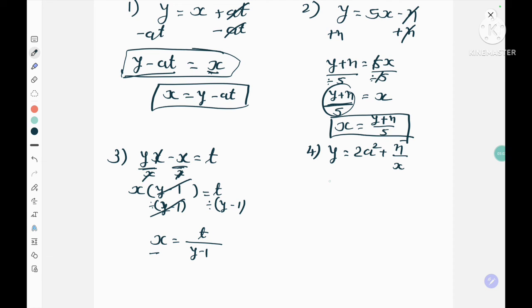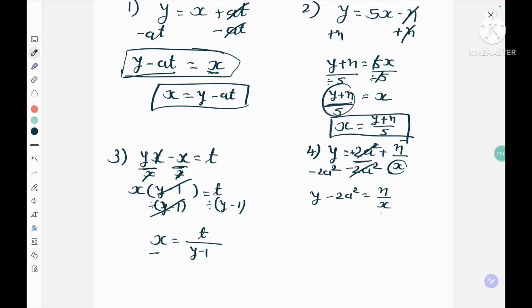Let's see question number 4. It says y equals 2a squared plus n divided by x. So here, first we have to get rid of the plus or minus sign. So 2a squared is added to the term with the x, so the opposite of plus is minus. We subtract 2a squared from both sides. So here what remains is y minus 2a squared equals, this cancels down, and here remains n over x, right?